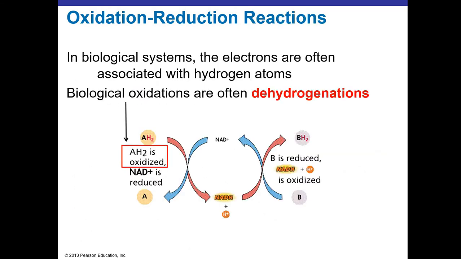Biological reactions are often oxidations. So these are also referred to as dehydrogenations. So we can think of them as, where are those hydrogens going, who are they getting passed off to? So in the example here, we have a compound AH2 that has two hydrogens. As AH2 becomes oxidized, those hydrogens are going to be passed off to a coenzyme, in this case NAD+, and that NADH is now going to be reduced.